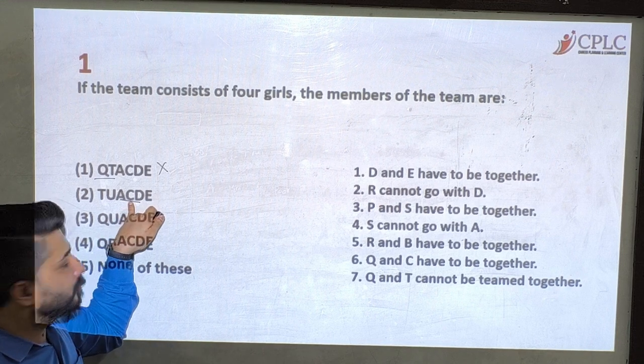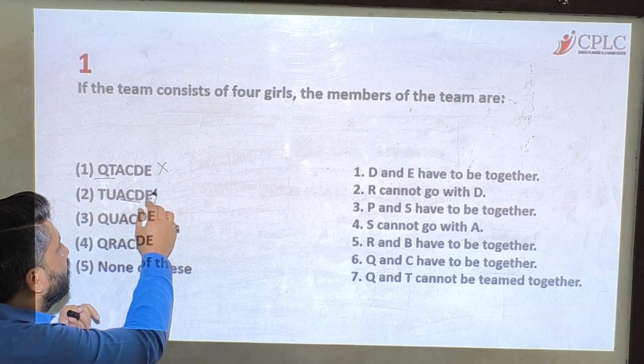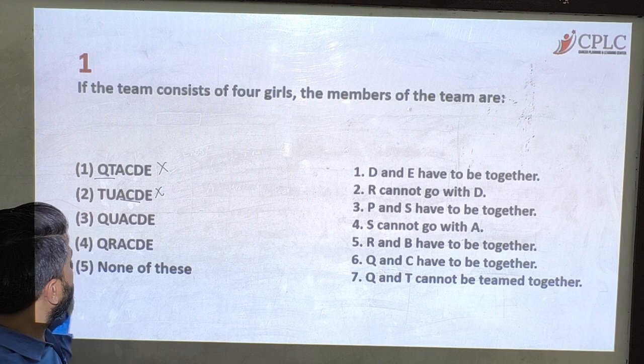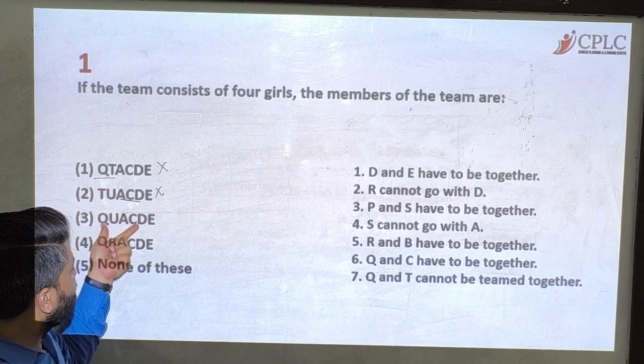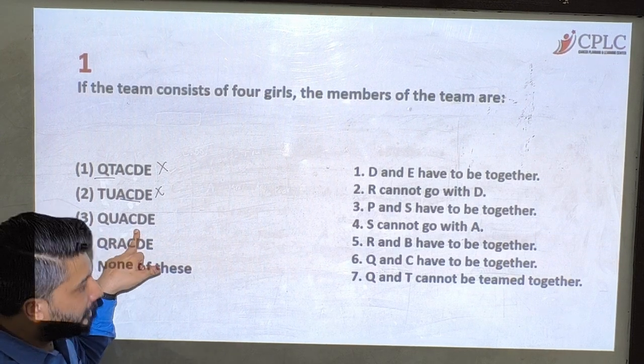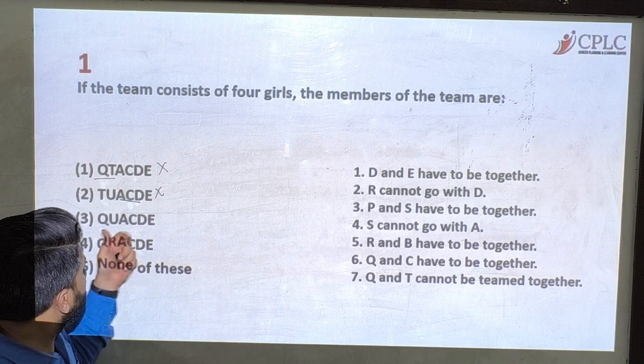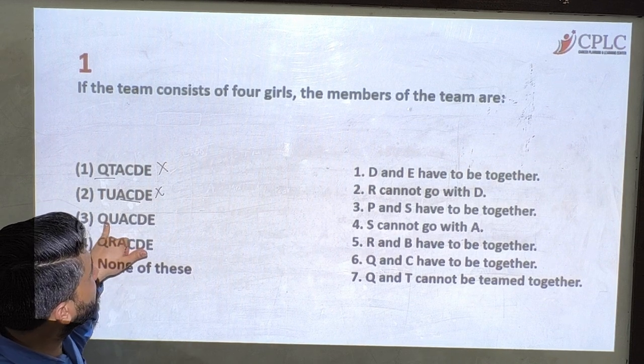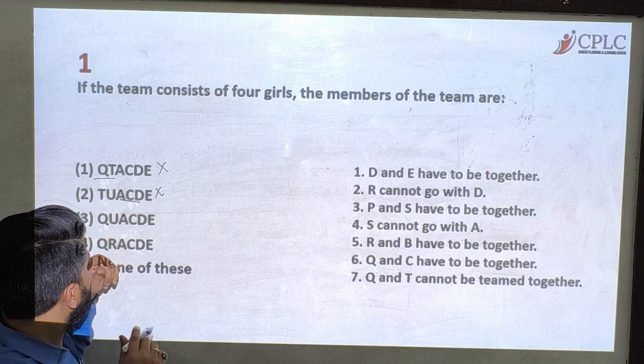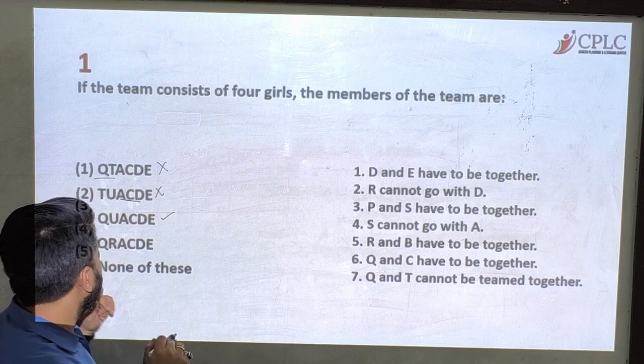They have not selected Q, so that also gets eliminated. If we talk about option number 3, Q and C have to be together, D and E have to be together, and then for girls A, C, D, E. Yes, I think this is the correct answer.